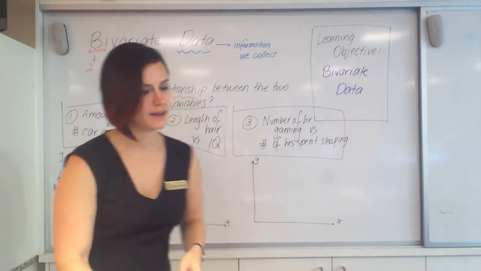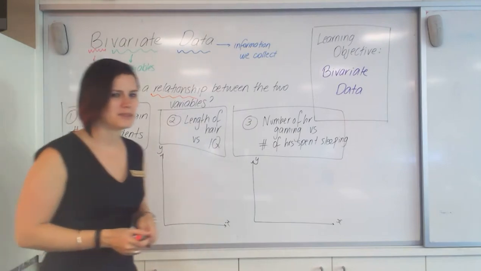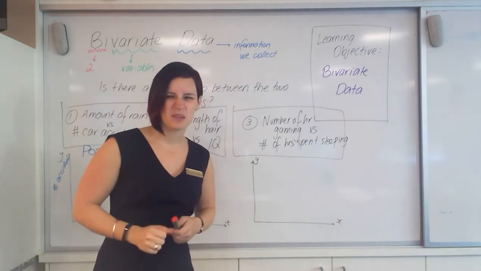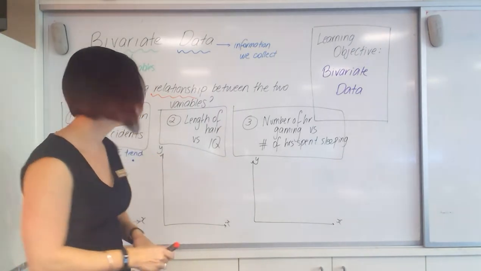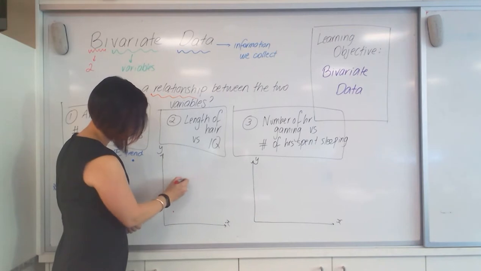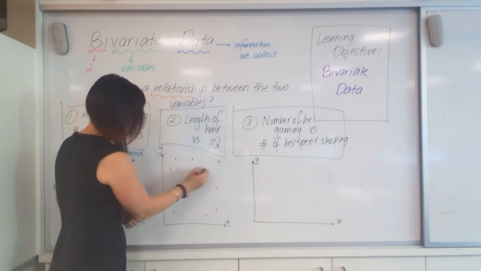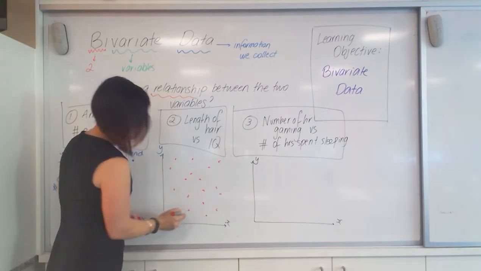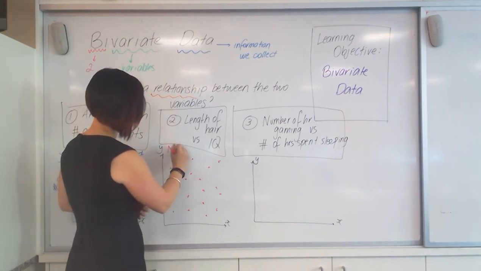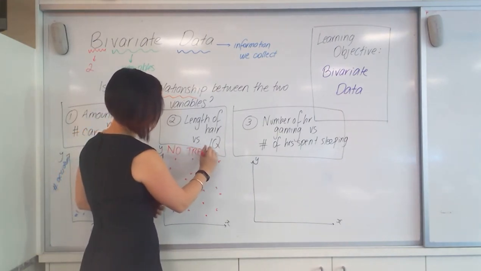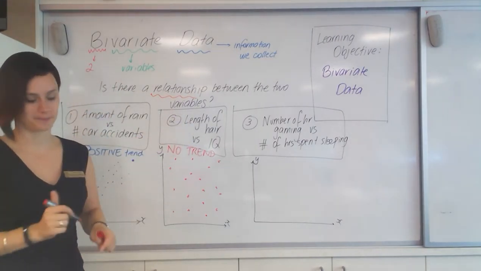On the flip side, we've got here length of hair versus IQ. Now, that doesn't seem particularly intelligent to think about. If you've got short hair versus if you've got long hair, then that affects how intelligent you are. So really, we would expect to get points all over this graph. And if we've got points everywhere and we can't see a trend or a pattern, we can say there is no trend or no relationship between those two variables.